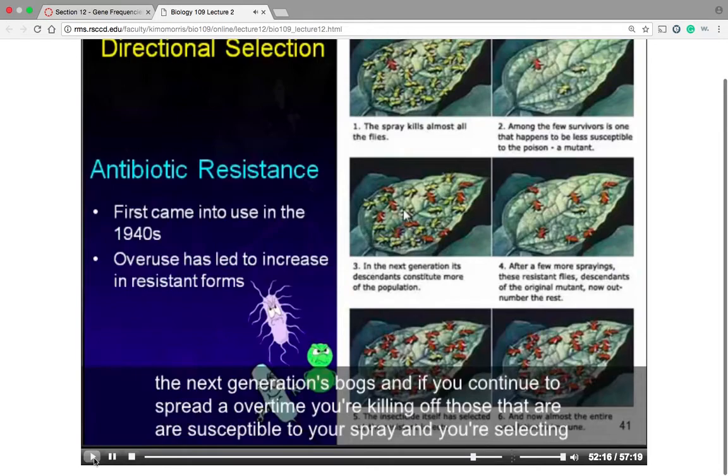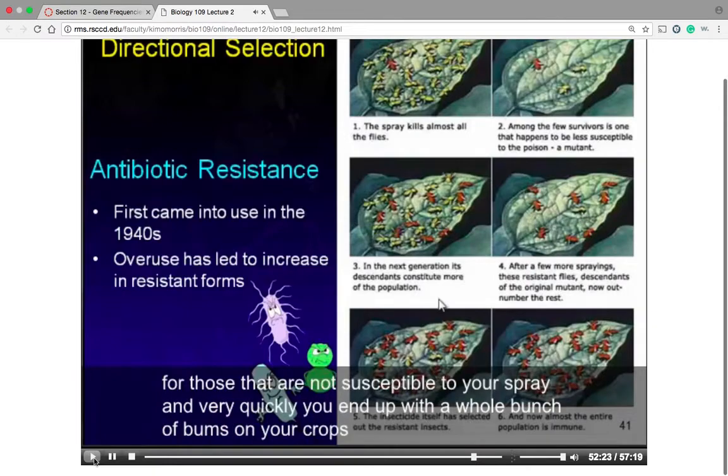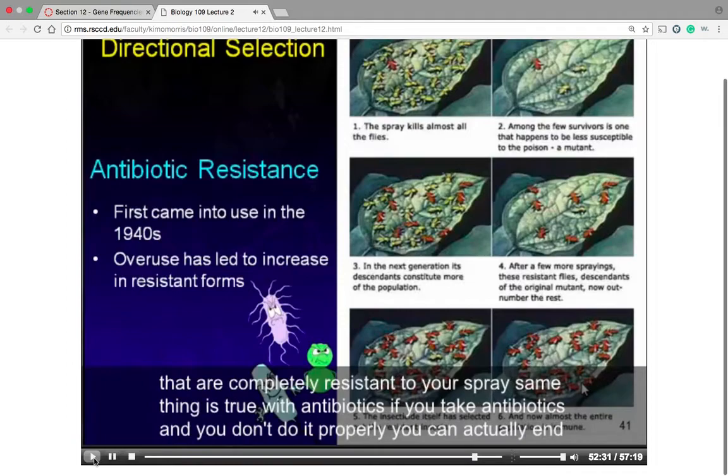And if you continue to spray, over time you're killing off those that are susceptible to your spray, and you're selecting for those that are not susceptible to your spray. And very quickly you end up with a whole bunch of bugs on your crops that are completely resistant to your spray. Same thing is true with antibiotics.